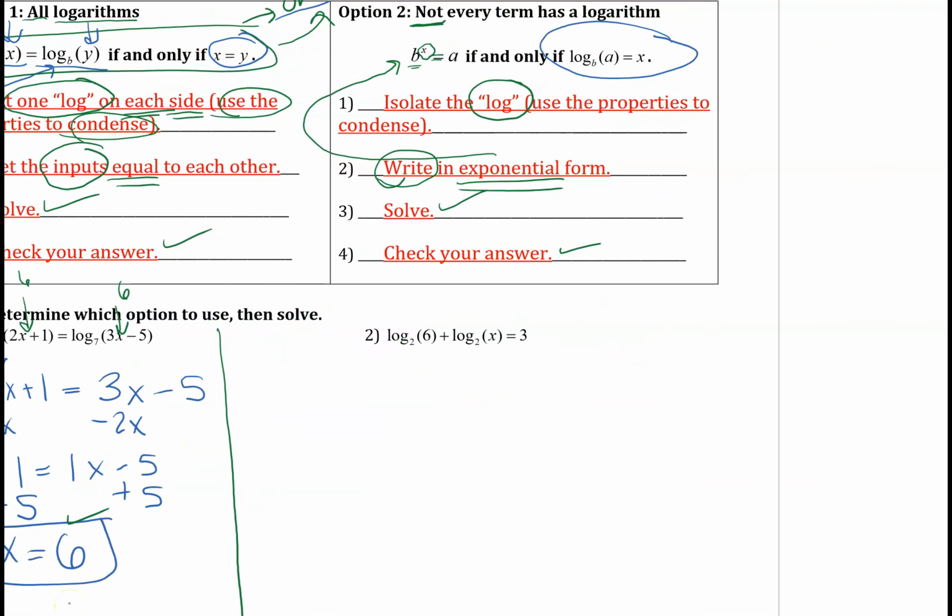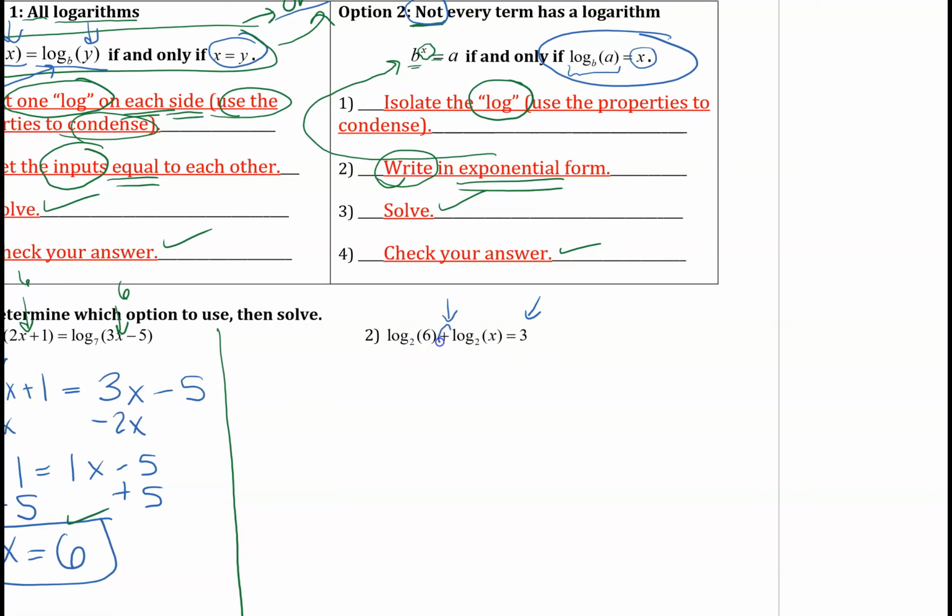So in example 2 here, this one matches option 2 because not every term in this equation has a log, and the part that doesn't is the 3. So because the 3 does not have the log, what I'm going to do is get my equation to look something like this, where I have a log on one side and then just the number on the other. So how do I combine these two logs?